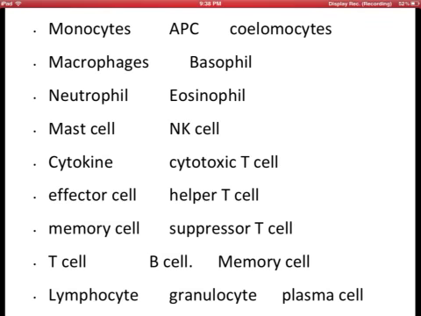Lymphocytes, okay? So, differentiate lang natin lymphocyte from leukocytes. All lymphocytes are leukocytes, but not all leukocytes are lymphocytes. Bakit? Leukocytes are in general your white blood cells.